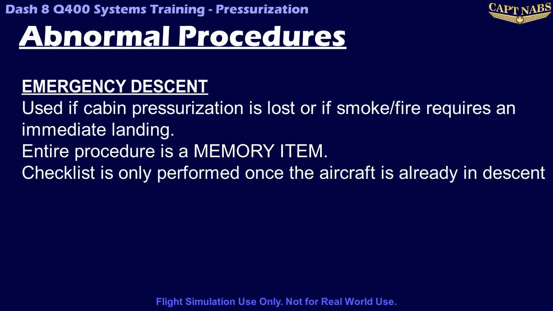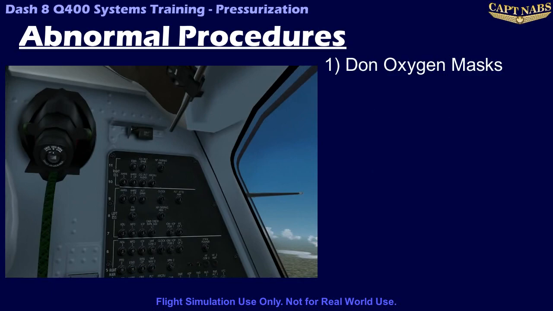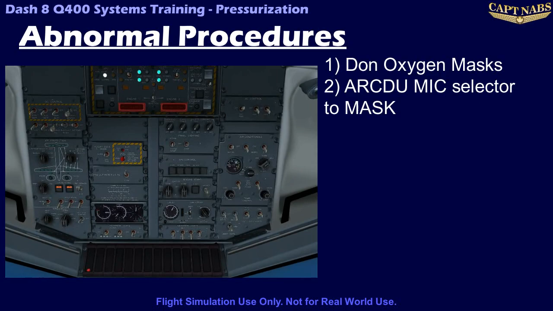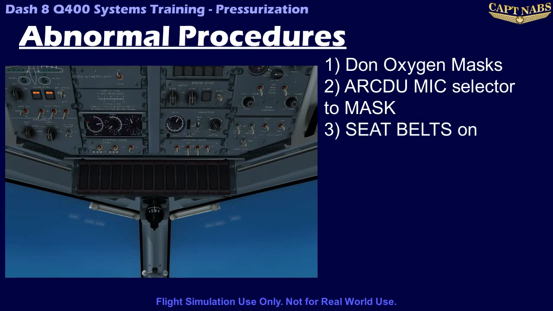The checklist is completed once the aircraft is descending to ensure that all the required items have been accomplished. Before doing anything, the crew must don their oxygen masks to ensure that they remain able to function and perform their duties throughout the descent. The mic selector on the ARCDU must also be switched to mask to ensure the microphone in the oxygen mask is activated and the crew can still communicate with each other. At this point, the passenger seatbelt sign must be turned on to indicate to passengers to return to their seats. Many airlines also make a specific PA announcing the descent at this point, such as "Cabin crew, rapid descent."